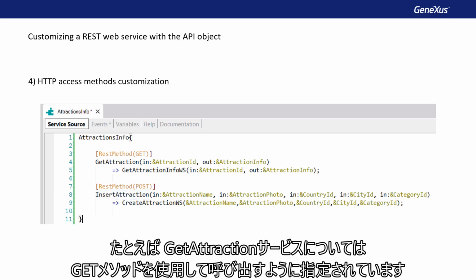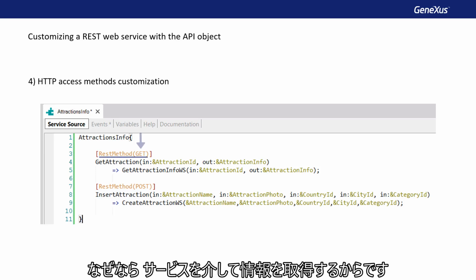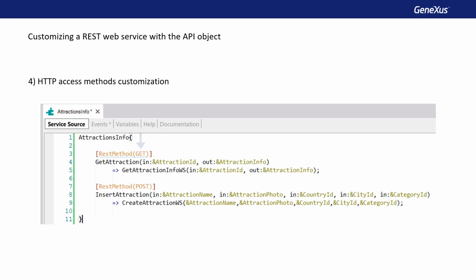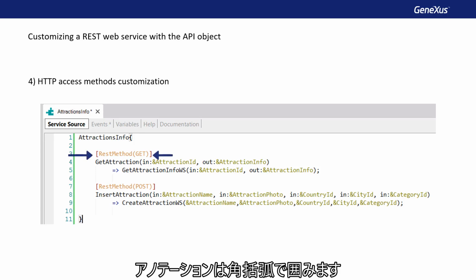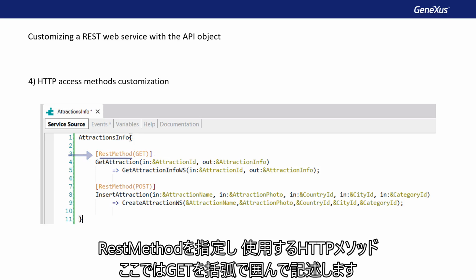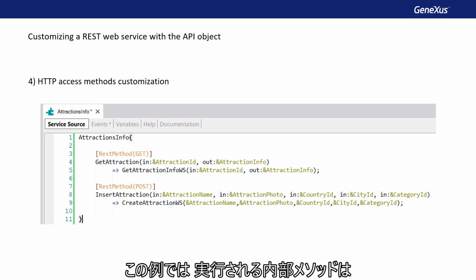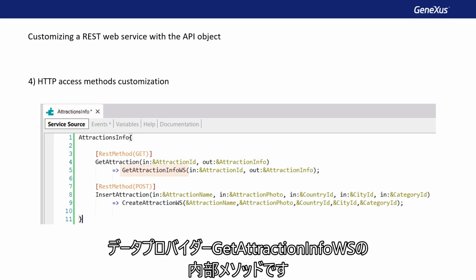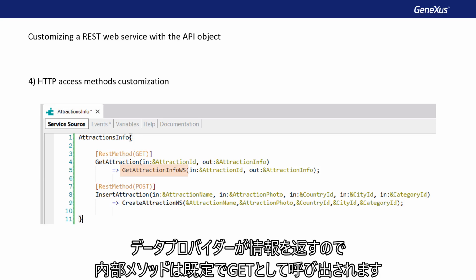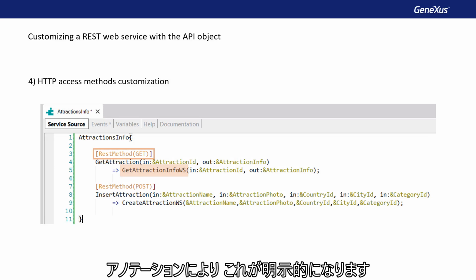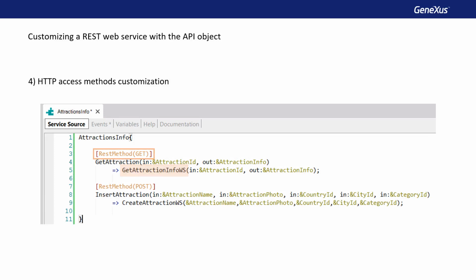For example, in the case of the getAttraction service, we're specifying that the get method will be used to invoke it, since we're obtaining information through the service. The annotation goes between straight brackets. It'll contain a REST method, and between brackets, the HTTP method to use, in this case, get. In the example, the internal method to be executed is that of the data provider getAttractionInfo.ws. Since data providers return information, they're invoked by default as get, and with the annotation, we're making this explicit.